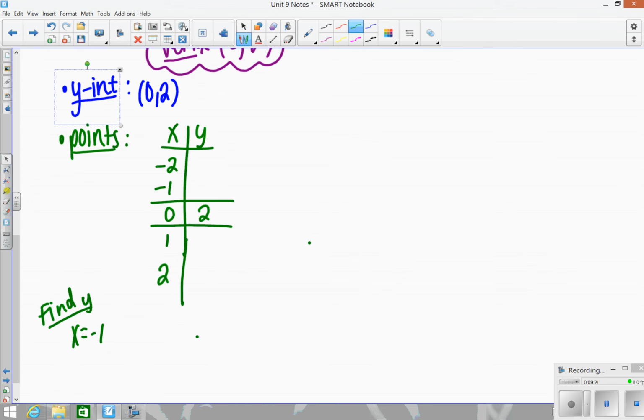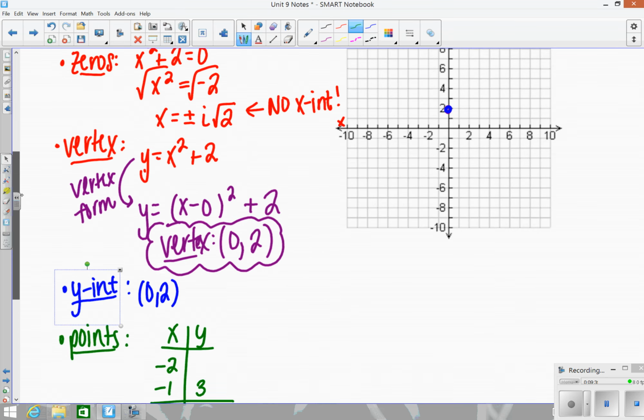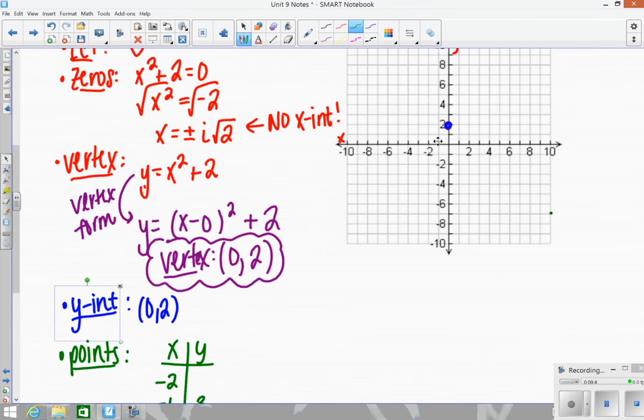So basically what that means is you're going to plug in -1. So we get 1 plus 2, which gives me 3. Which also tells me, if you go up here and you plot (-1, 3), that also means that at x equals 1, the y value has to be 3, because these have to be symmetric. So if you have your vertex in the middle and one away on the left is up at 3, the one away on the right has to be at 3.